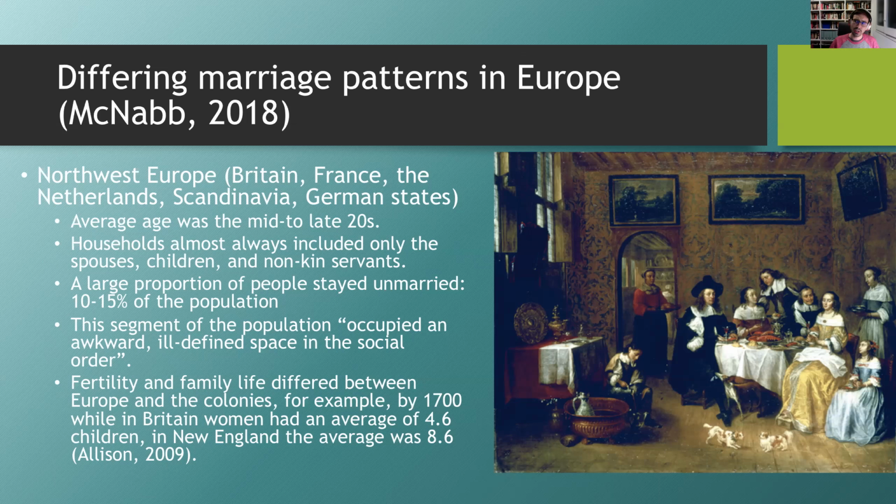And then, because the age of marriage was delayed, we also have a strange phenomenon where a large part of the population and an increasing part of the population remained unmarried. So somewhere between 10 and 15% of the population never got married. And in some places, it was close to 25%. So a lot of people did not get married in these Northwest Europe societies.